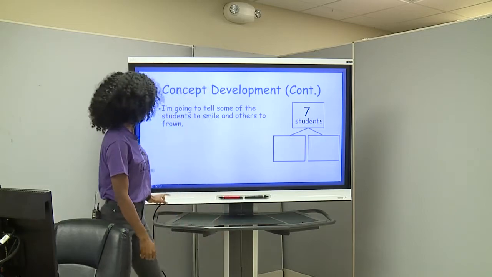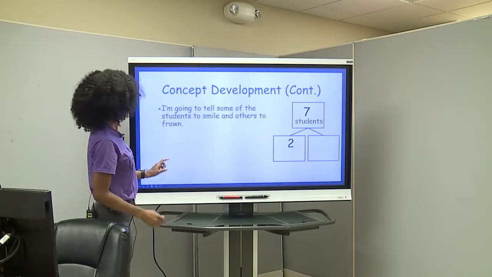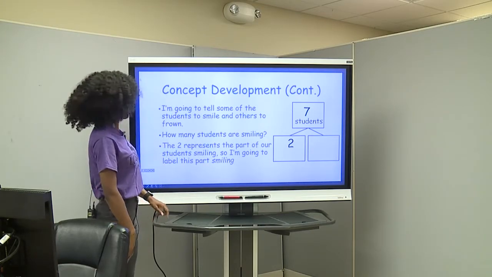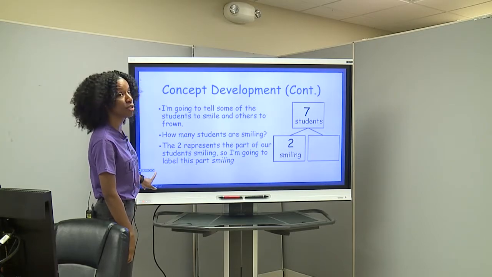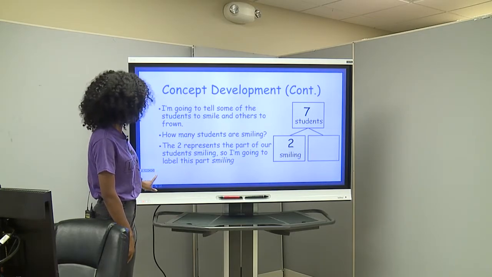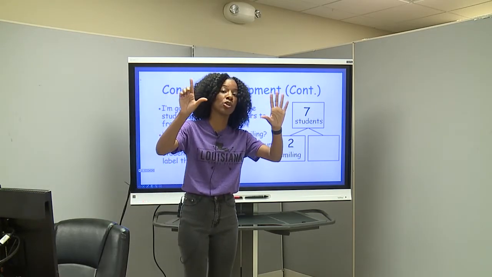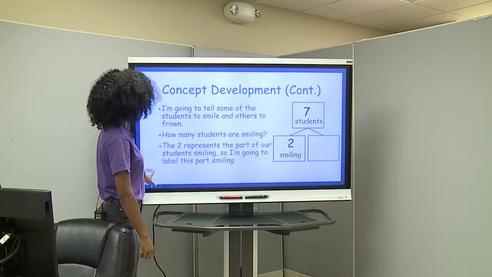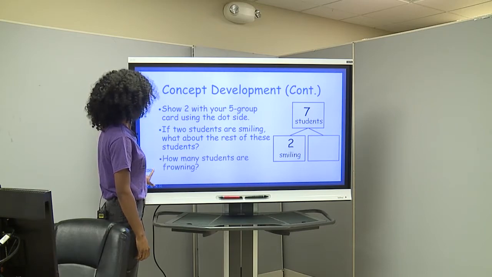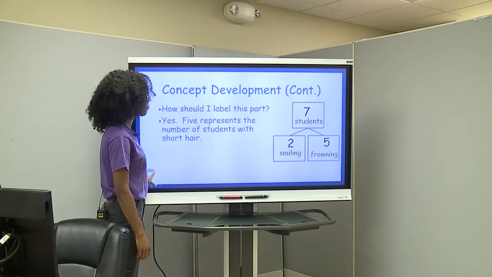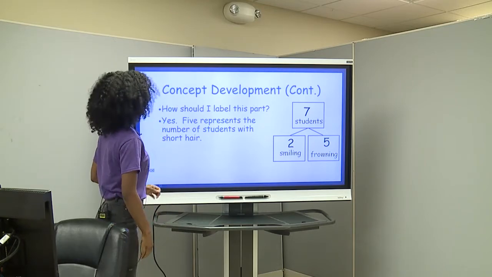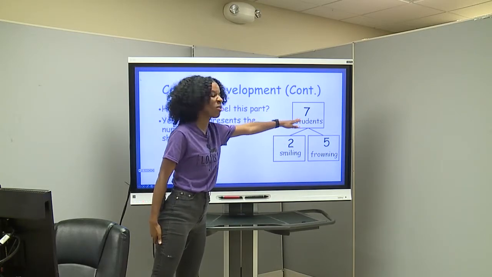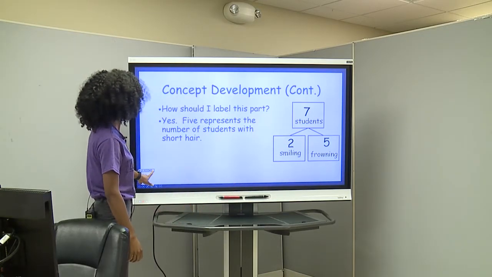Ooh. All right. So 2 students are smiling. Let me see your smile. Good job. And then we're going to have how many students do you think are frowning? Ooh. So if we have 7 students, 2 of them are smiling. How many do you think are frowning? Let's see if you're right. We have 5 students are frowning. Ooh. Okay, now this part is going to be labeled frowning, this part smiling, and of course our total is 7 students, okay?